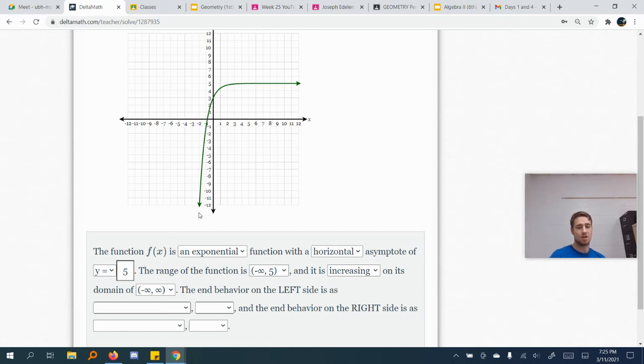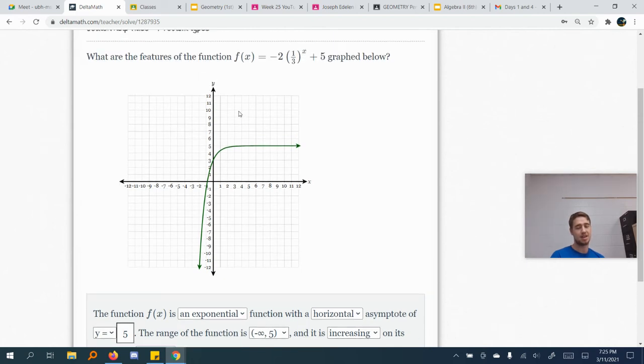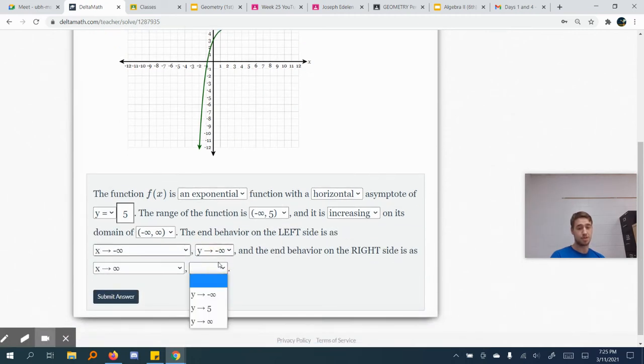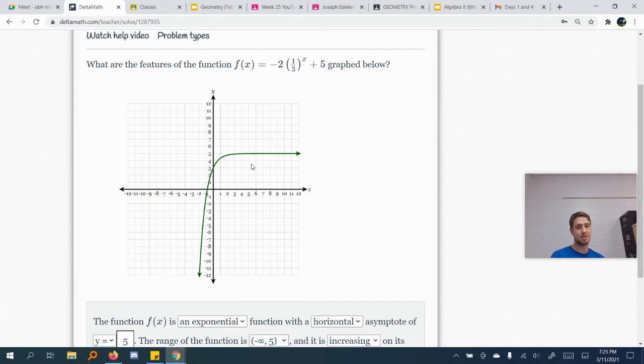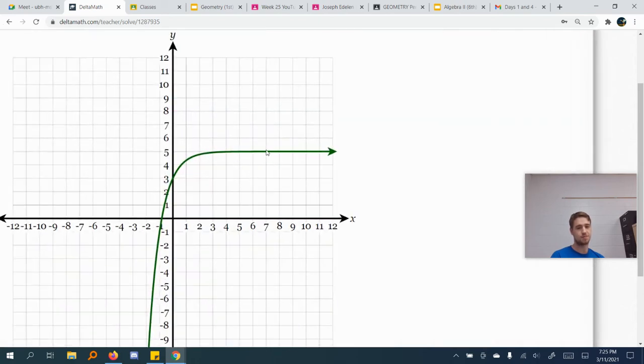So the end behavior on the left side is as x approaches negative infinity, y approaches negative infinity, because it's going really, really far down as you move left. And the end behavior on the right side is as x approaches infinity, because remember, it has a horizontal asymptote, meaning the x can move on forever, y approaches 5. That's going to be that number where y is going to here.